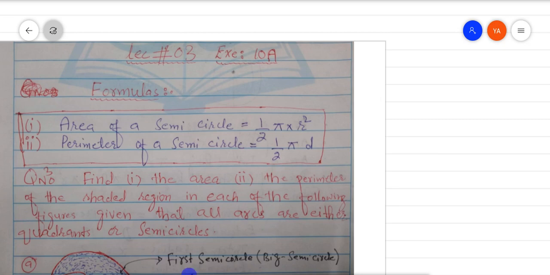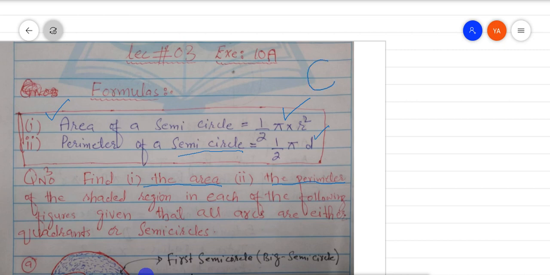Before solving this question, we need a little idea about these two formulas. The first one is the area of a semicircle. When we have to find the area of a semicircle, we use this formula: 1 upon 2 pi r square, where r is the radius. The formula for the perimeter of a semicircle is 1 upon 2 pi d, where d is the diameter of a circle. Semicircle means half of a circle.